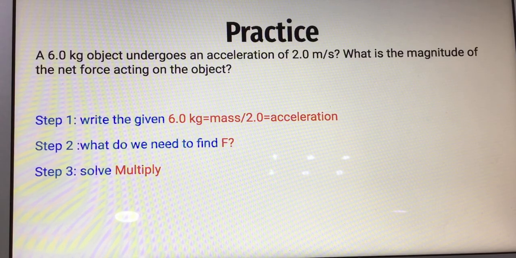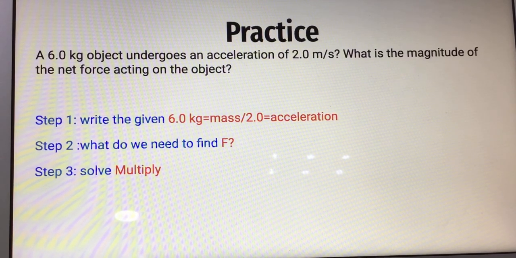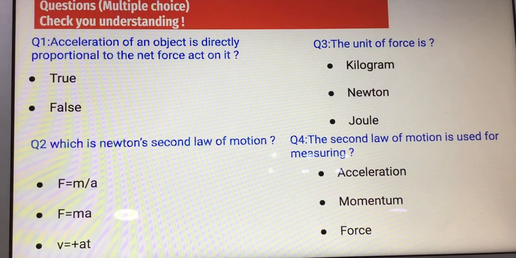Step 2, we need to know what we need to find, and as we see here, the missing value is only F, and the question is really easy. What you will do is only multiply. You will do 6 times 2, and that will equal 12. It will equal 12 newtons. And the question is really simple, easy, straightforward.